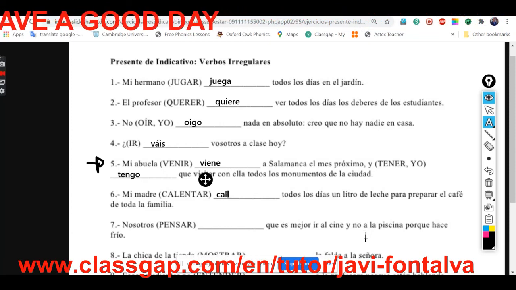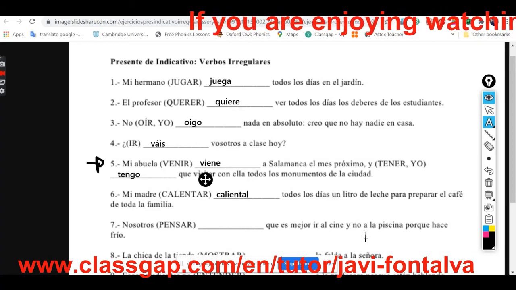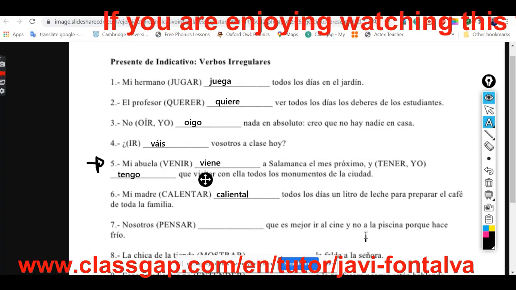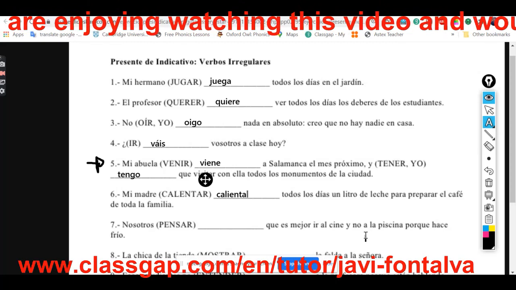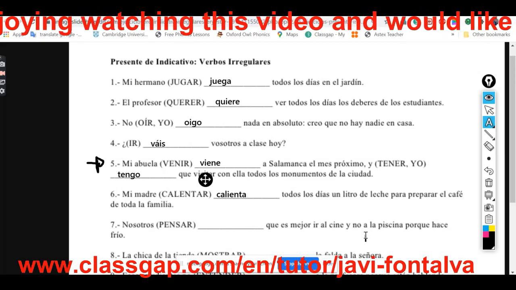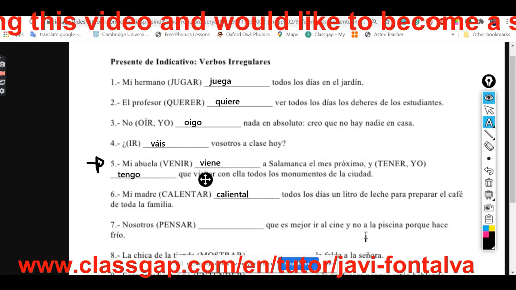So, mi madre calienta. Calienta, with a diphthong. Caliente. Calienta. Too hot? Calentar means to heat up, to make something hot. Caliente is hot, right? Exactly. Caliente is hot, the adjective. Calentar is the verb. Okay, I got it.